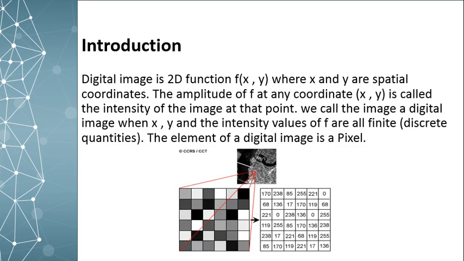If you don't know that, a digital image is a two-dimension function, f(x,y), where x and y are spatial coordinates. The amplitude of f at any coordinate (x,y) is called the intensity of the image at that point. When x, y, and the intensity values of f are all finite discrete quantities, at that time we call the image a digital image. Pixel is the way for the computer to understand the image. Also, it is the element of a digital image.